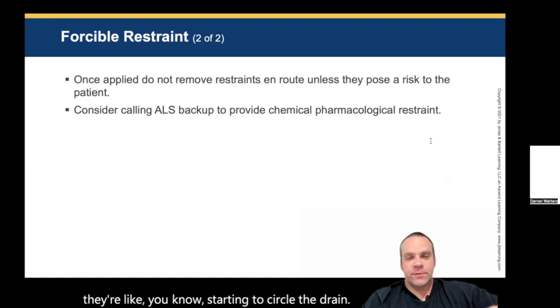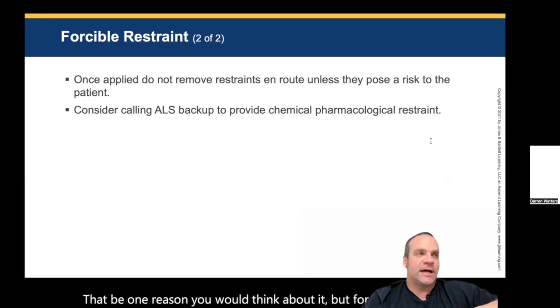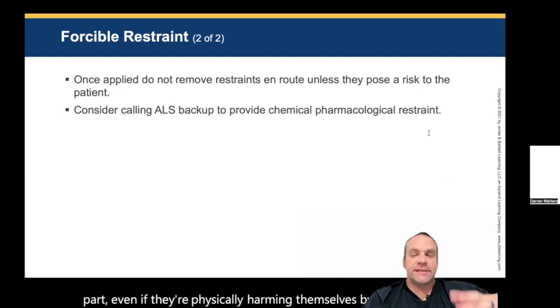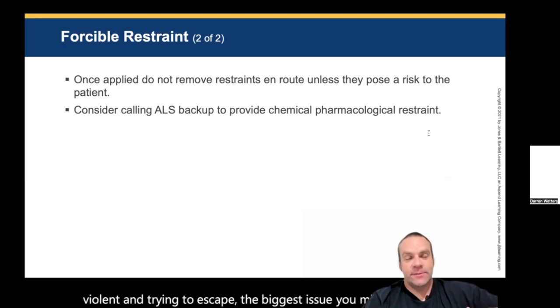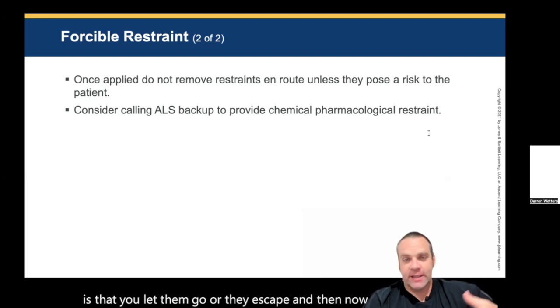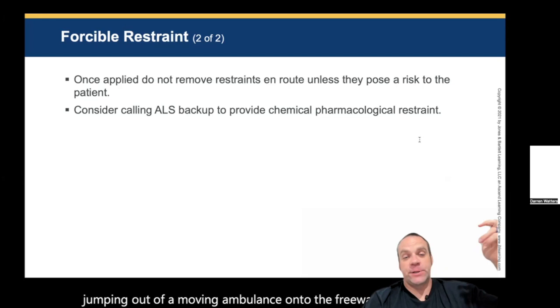But for the most part, even if they're physically harming themselves by being so violent and trying to escape, the biggest issue you might run into is that you let them go or they escape, and then now they're jumping out of a moving ambulance onto the freeway. So that's a big safety risk for the patient and also for you.